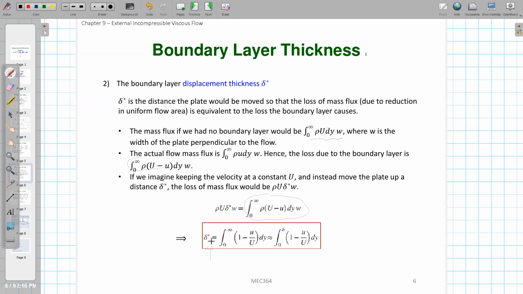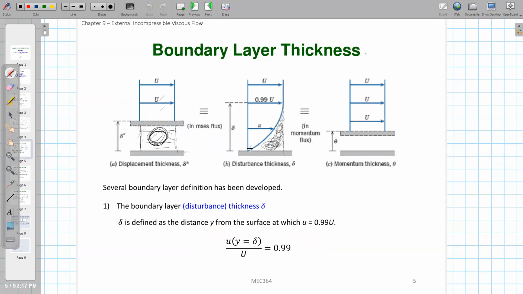So delta star in the end will be, after doing the math manipulation, the integral from 0 to infinity of (1 minus small u over large U) dy. Small u is the realistic velocity profile, including the boundary layer region.